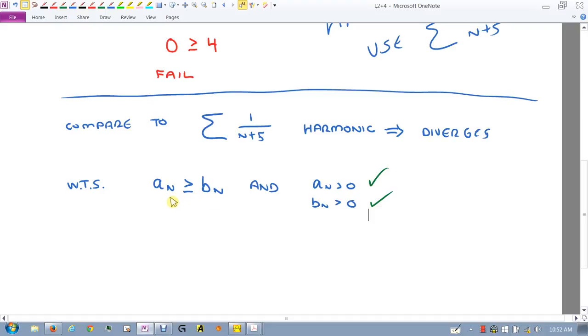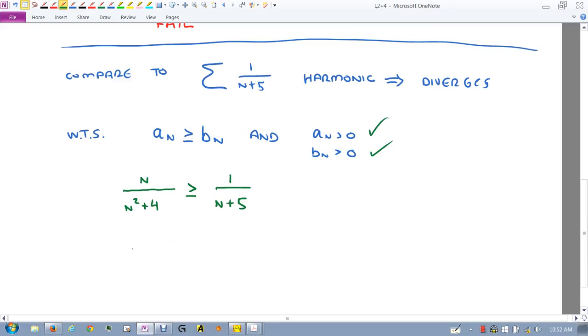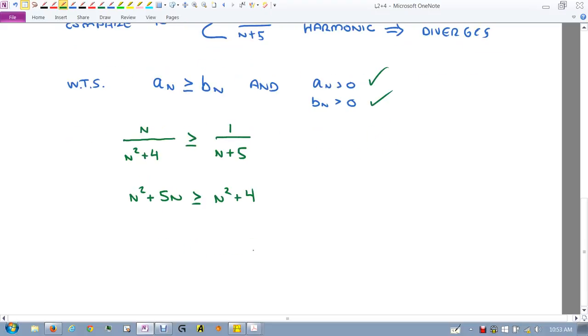I need to show that that's true in order to use this comparison test. So our a sub n hasn't changed, has it? Still n over n squared plus 4. Our b sub n is now 1 over n plus 5. Do your cross multiplication. N squared plus 5n is bigger than or equal to n squared plus 4. And that gives you 5n is bigger than or equal to 4. Is that true? Always, right? Well, for the n's we're looking at, true.